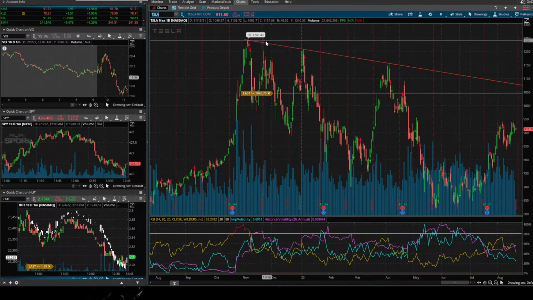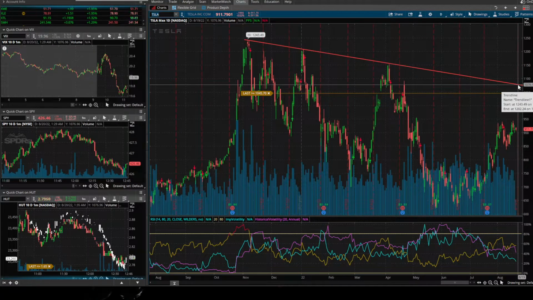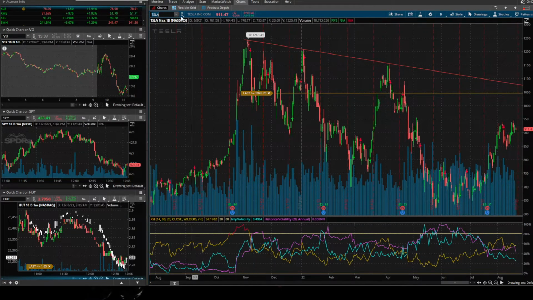Tesla, I had this as part of our plan. If it gets to that red line right here, I will buy some puts on Tesla if it gets there. Okay, that hasn't changed too.